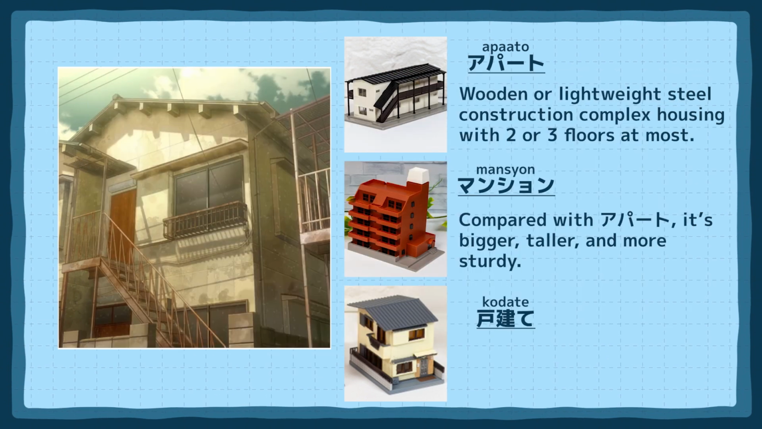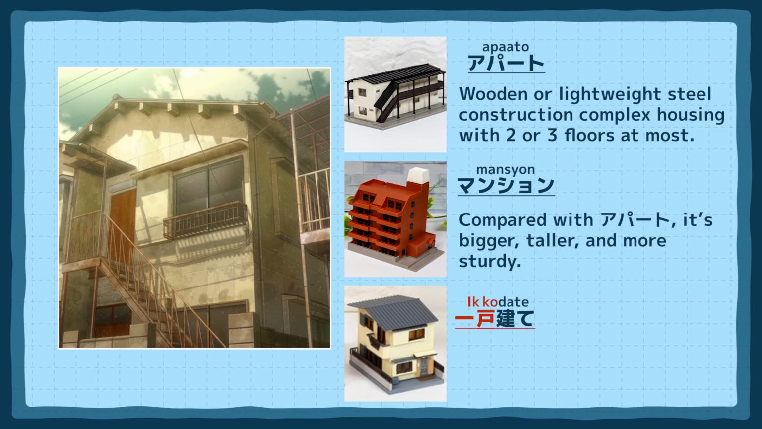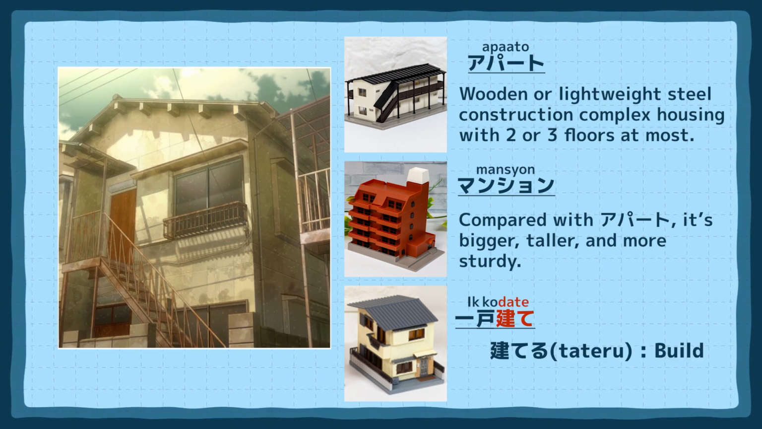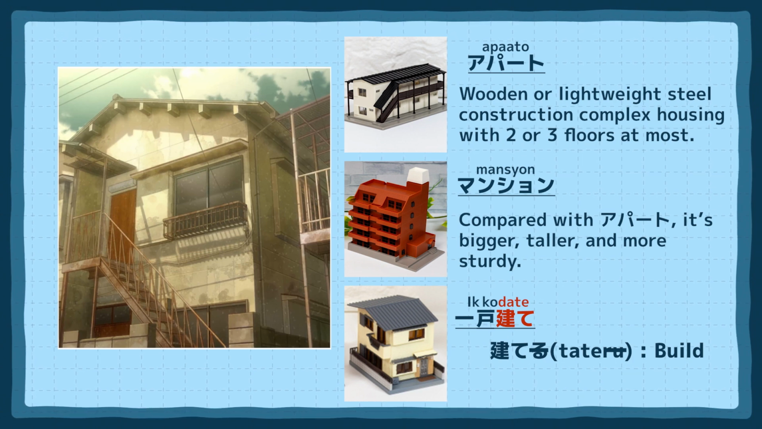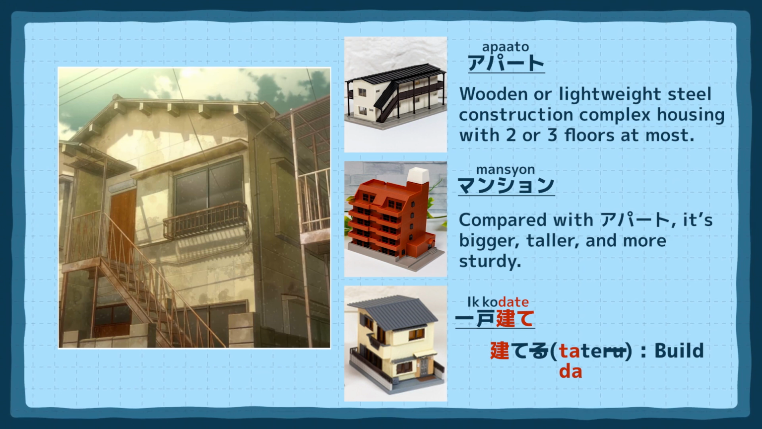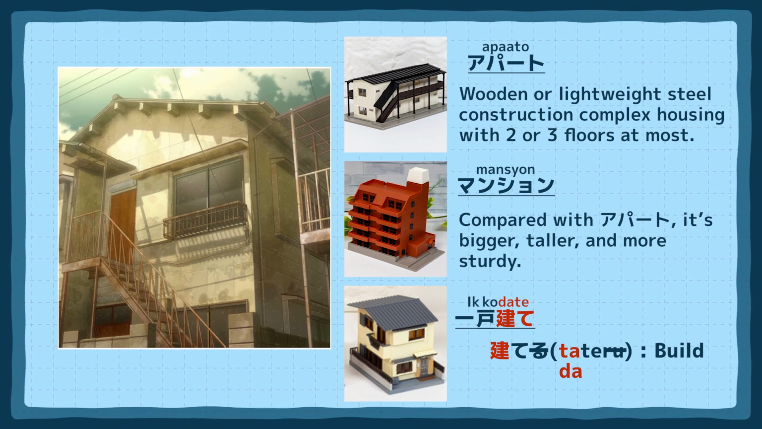Anyway, kodate. This means actually 一戸建て. 一戸建て, ikko means one household, and 建て, this is a nominalized verb, and the original form is 建てる. 建てる means build, and nominalized 建て. I won't explain here, but ikko and 建て pronunciation changed in this part. 建て, 一戸建て. So it means like house for one household, and delete this part, 戸建て, independent house.